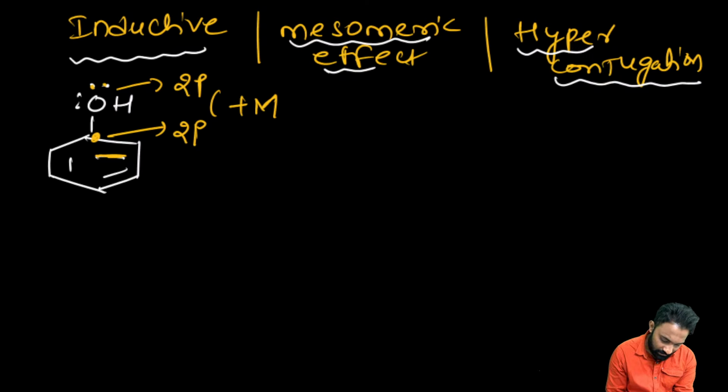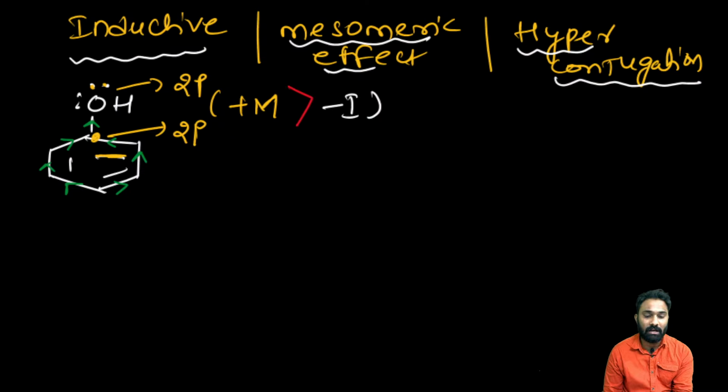Now you can see here this oxygen will displace the sigma bond pair of electrons of the benzene. When it is partially displacing the sigma bond pair of electrons of the benzene, it is showing which effect? Minus I effect. But which effect is more dominating? For this one, plus M effect will be more dominating, for which one? Phenol. Clear?